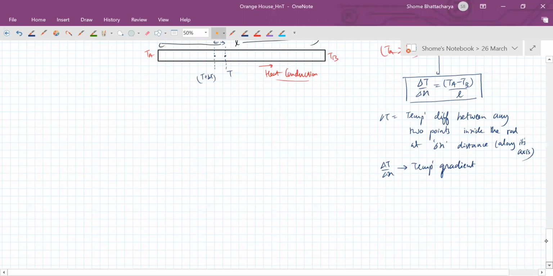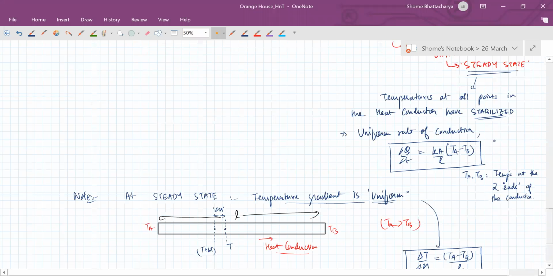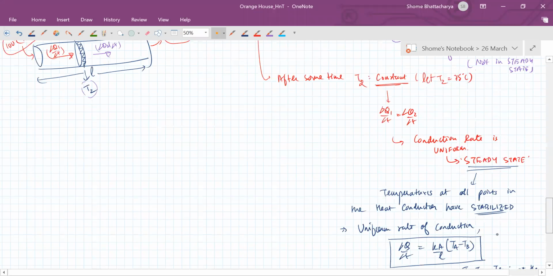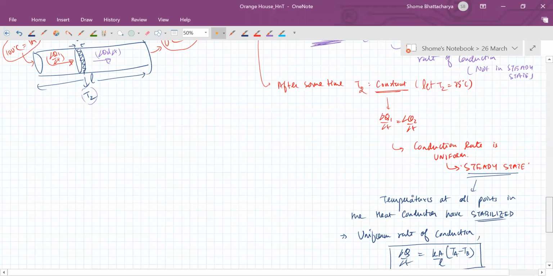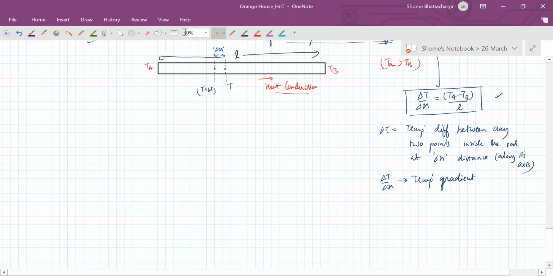So these are the two important properties about steady state. One is the uniform rate of heat transfer, which is this. And the other is that there is a uniform temperature gradient, which is given by this. So let's understand all this with an example.